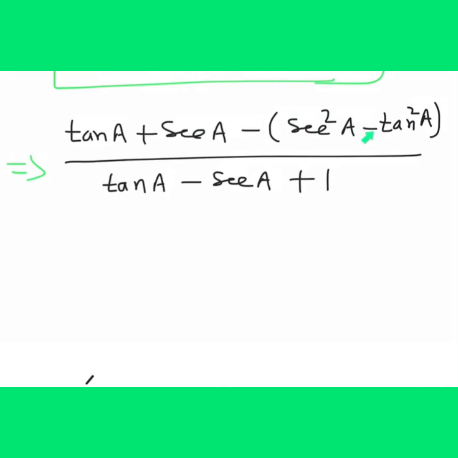Here we will apply an identity, that is a square minus b square equal to a plus b and a minus b. But before applying this identity, we want to take this minus sign as common. First of all we will take the minus sign common here. Why we take the minus sign, we will tell you shortly. So let us first arrange this.